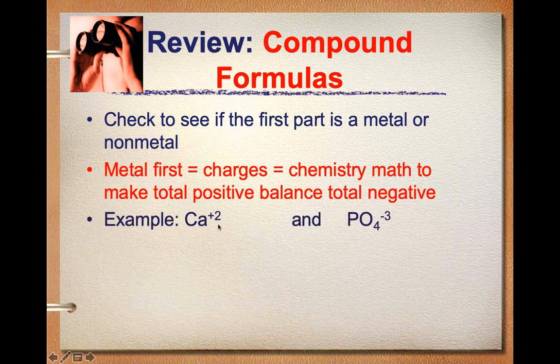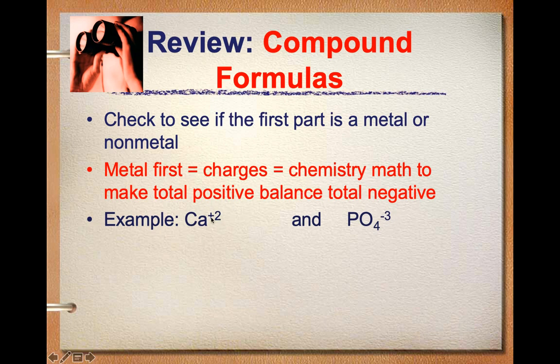So for example, if I was making a compound with calcium and phosphate, I would look up that, okay, calcium is a metal. It's on the left side of the periodic table. It has a positive 2 charge, and phosphate, that would come from the ion guide sheet, is a negative 3 charge. These don't match each other right now. So I've got to do some chemistry math and find a number they both agree on so that the total plus equals the total minus.